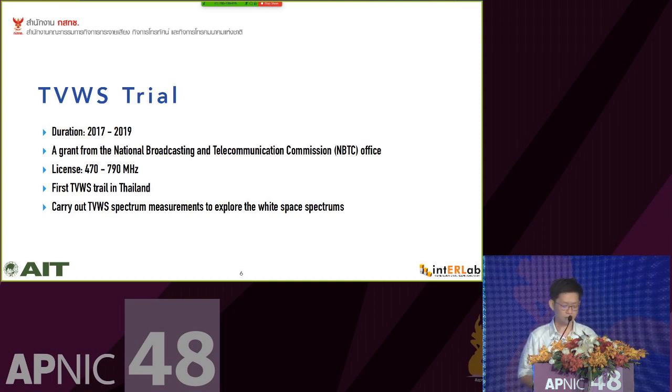From 2017 to 2019, we were lucky to get research funding support from NBTC, which is our Thai regulator. The project kept running for 2 years, and we just finished it recently, early this year. The goal of this project was to demonstrate how we can use TV white space to do the trials, and we can claim that this is our first TV white space trial in Thailand. The second objective is to explore what kind of TV white space we can use during the project. And another privilege that we got apart from the research funding is the license to run this project. We got a license from 470 megahertz to 790 megahertz.